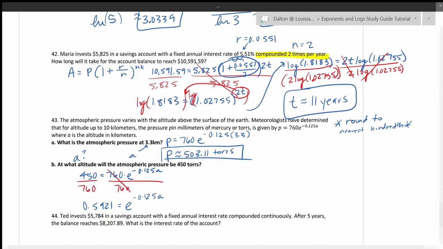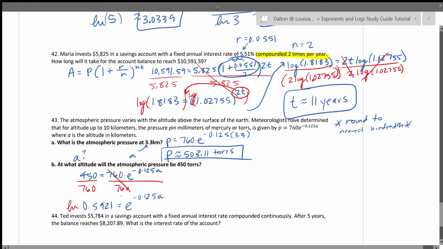Now, this is where I'm going to go ahead and take the natural log of both sides. Again, I'm choosing natural log because I have e. So then I get the natural log of 0.5921 is equal to, when I take the natural log, that exponent drops out in front. Negative 0.125. Actually, you know what?